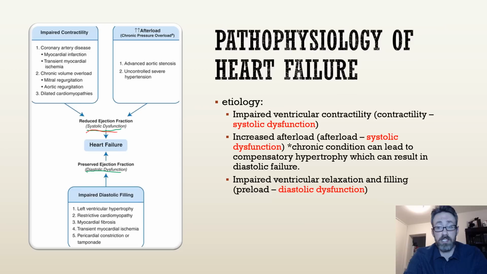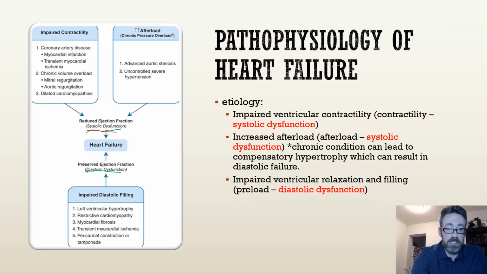So coronary artery disease that leads to a myocardial infarction or even a transient myocardial ischemia can weaken the musculature of the wall and its ability to contract. Probably the most common reason, actually. Chronic volume overload could be chronic mitral regurgitation or aortic regurgitation, which I've discussed in the valvular disorders lecture, as well as dilated cardiomyopathies, which I'm going to discuss a little bit later, which have specific etiologies that cause the chambers to dilate and not contract very well.